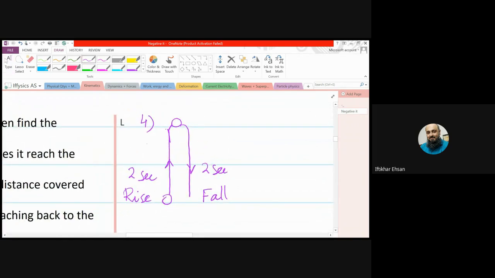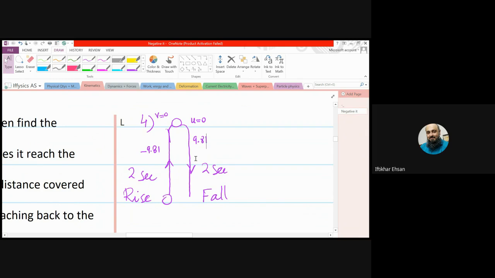So for rising, we know the final speed is zero here. And when rising, speed is decreasing. So the acceleration will be -9.81. But when it is falling, one thing we are sure, its initial speed will be zero and its speed will be increasing. So acceleration will be positive, or simply 9.81. So in rising, acceleration is negative and in falling, acceleration is positive.